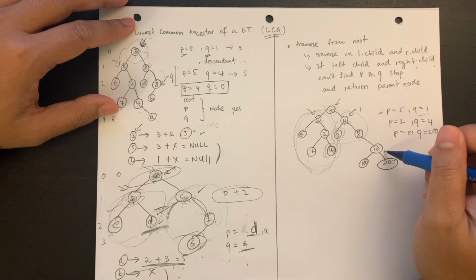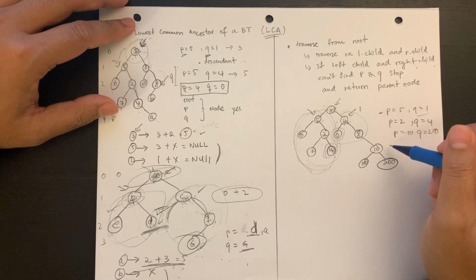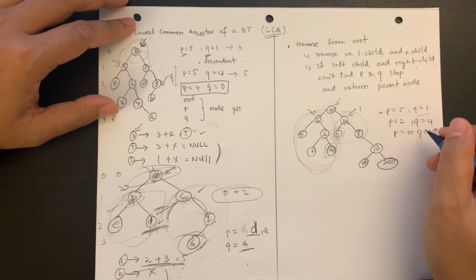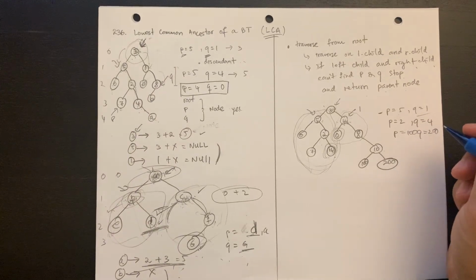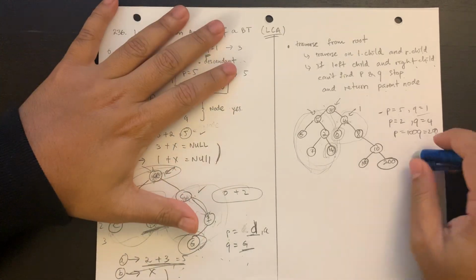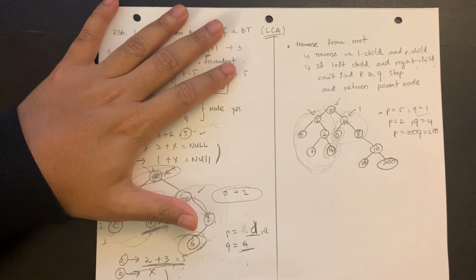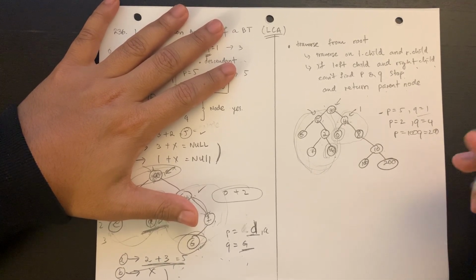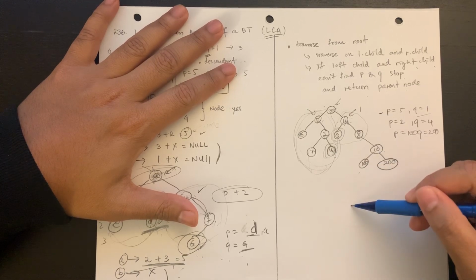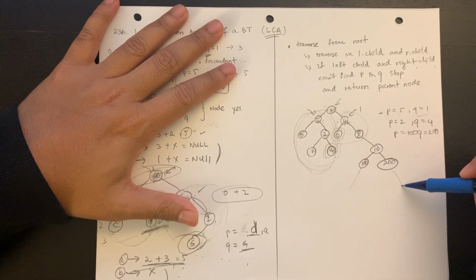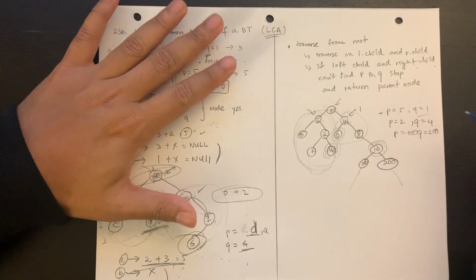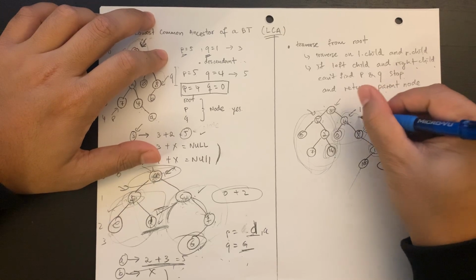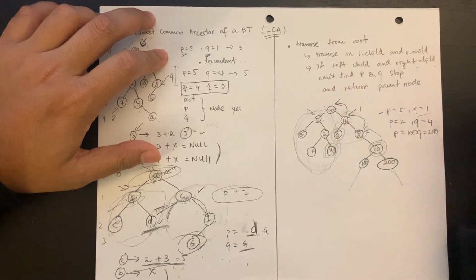Then it traverses through here, could find it. Say 100. Then it traversed to here, so it couldn't find it. Couldn't find it, so it just returned the parent 10. Then we'll return to here, return to here, and return to here.